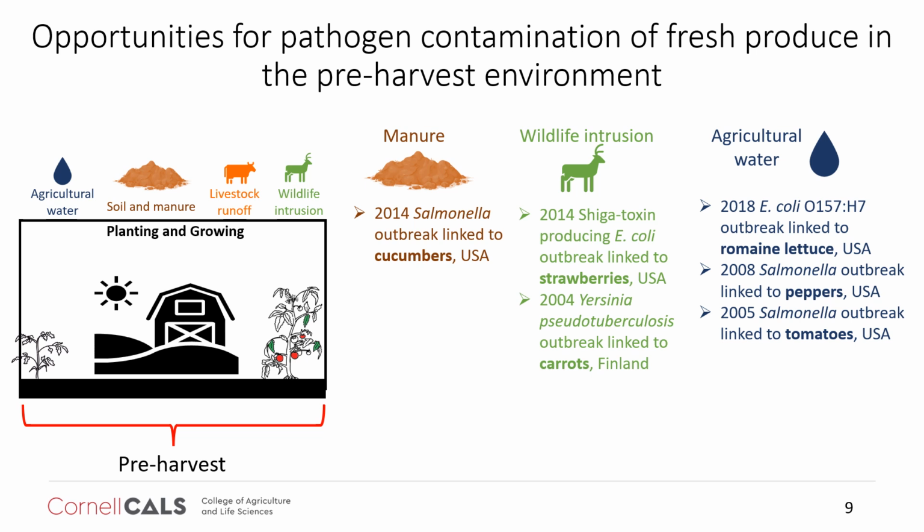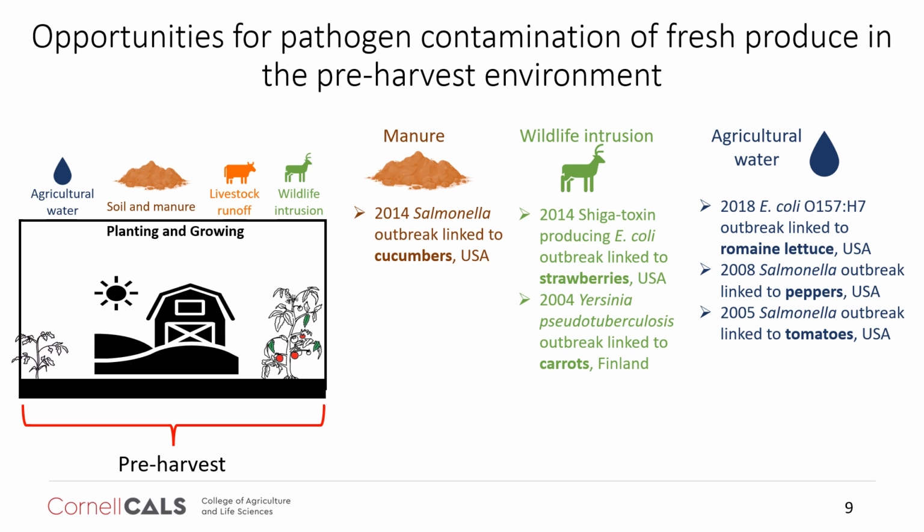It is important to highlight that many of these same agricultural inputs have been suspected as sources of pathogen contamination in several previous fresh produce outbreaks. For example, manure was suspected as a contamination vehicle in a 2014 Salmonella outbreak linked to cucumber. Wildlife intrusion was suspected as a vehicle of contamination in a 2014 Shiga toxin-producing E. coli outbreak linked to strawberry in the US. In addition, wildlife intrusion was also suspected as a vehicle in a 2004 Yersinia outbreak linked to carrots in Finland.